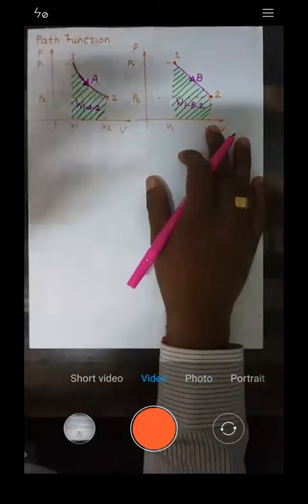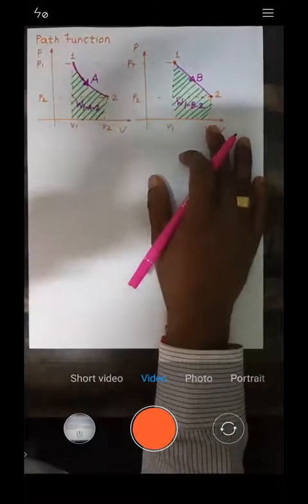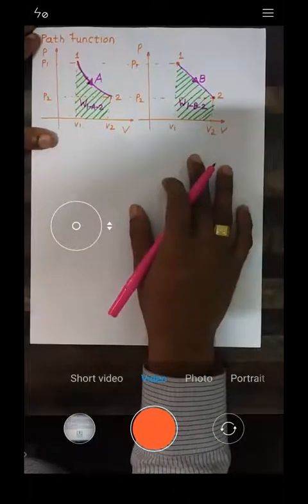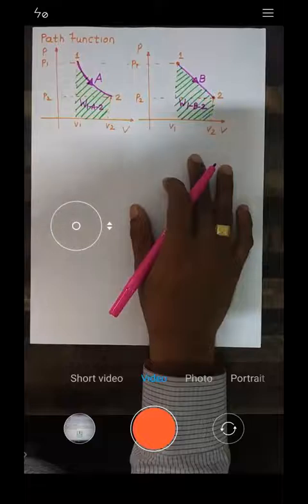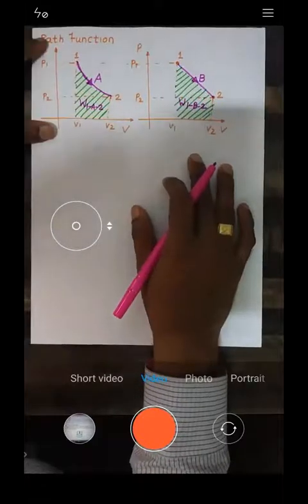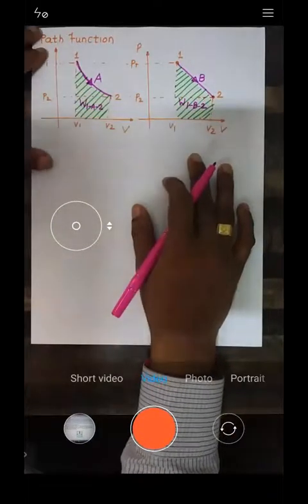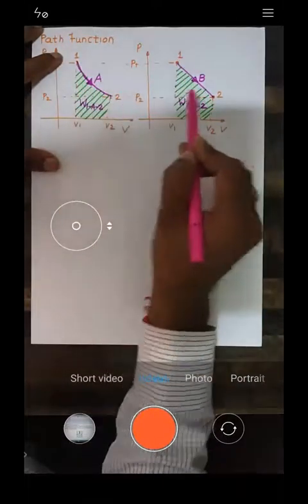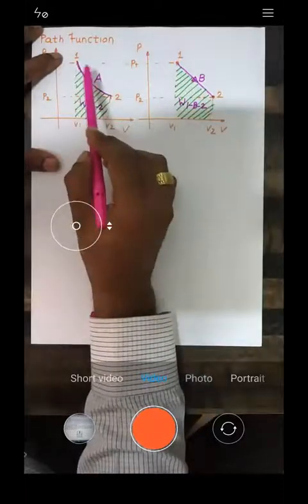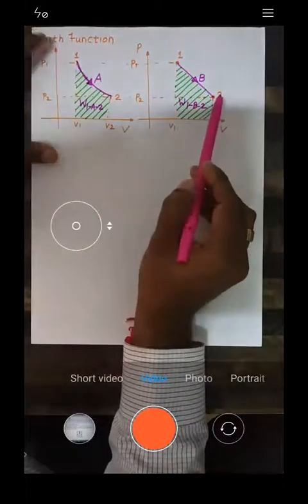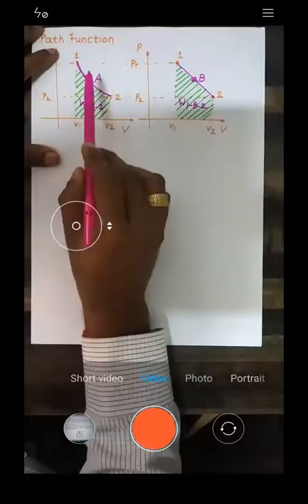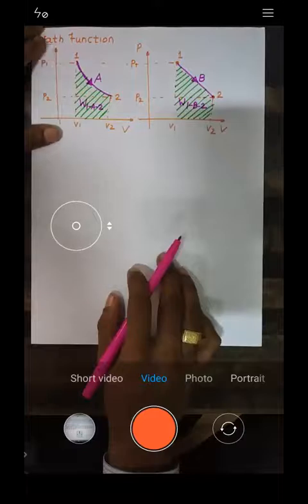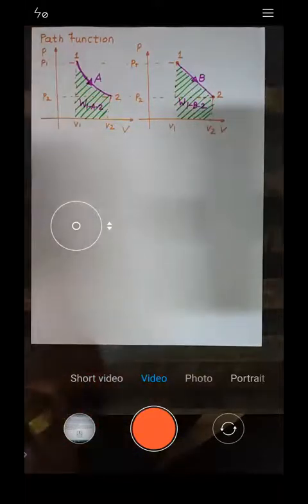Now let me know what difference you observed between both the diagrams which I have drawn. Can anybody tell me? See, both have the starting point as 1 and the ending point as 2. Point number 1 and point number 2 are the same, but the path which you have followed is different. Initially you moved like this, now you moved like this. So what difference did you observe here?